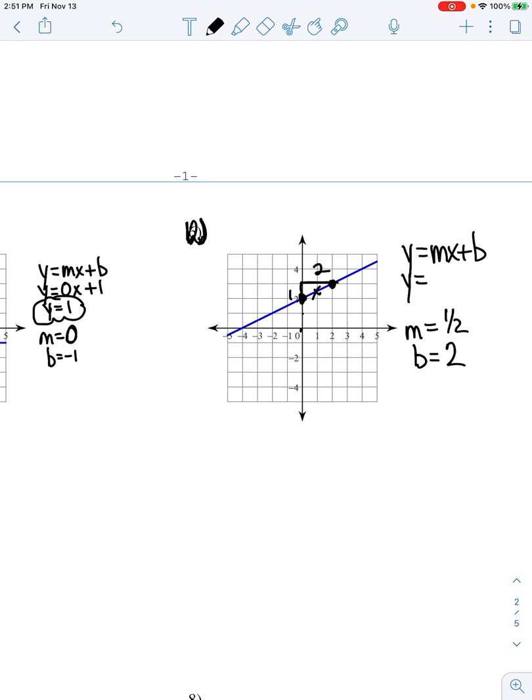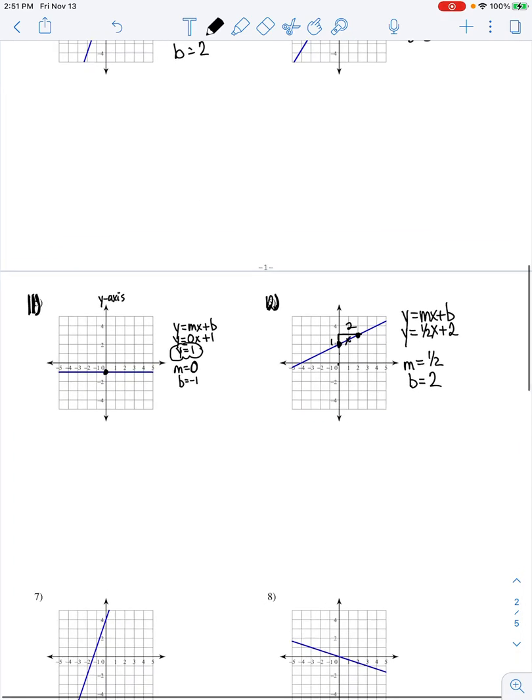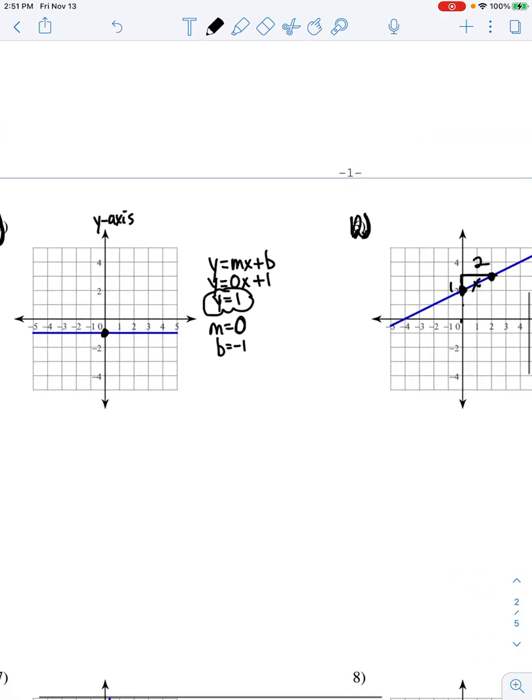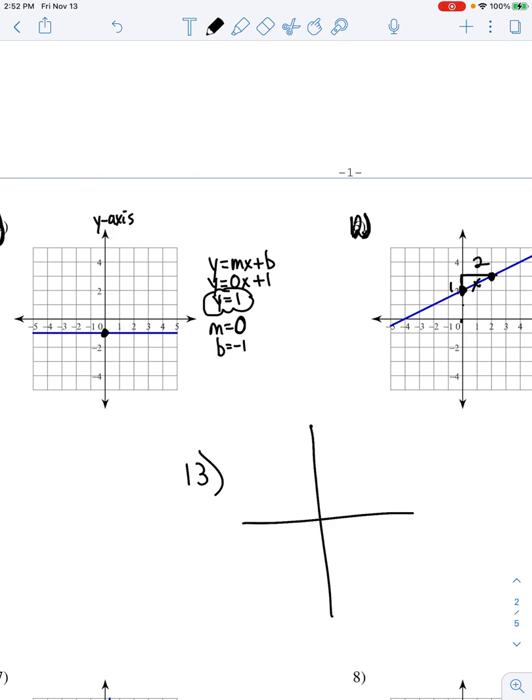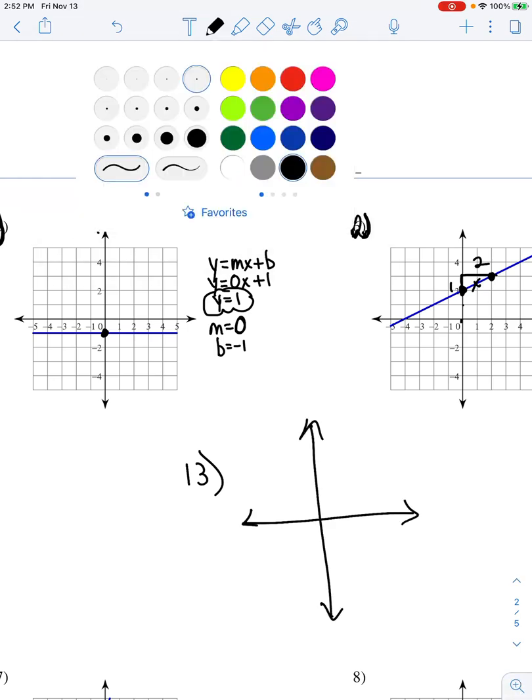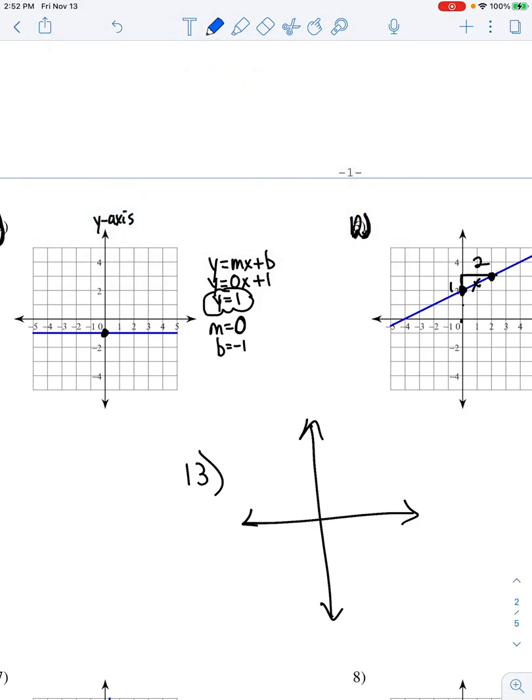So my equation is y equals m is 1/2, that's my slope. Put in your x, and my y-intercept is at positive 2. I'm not going to do the rest of these down here, but I do want to show you this. So let's do a 13. What if you had a line that looks like this? Because you're going to have something like this on your practice.